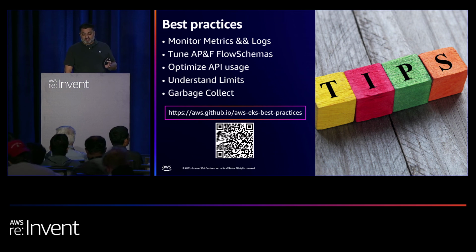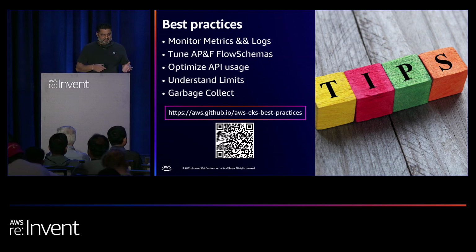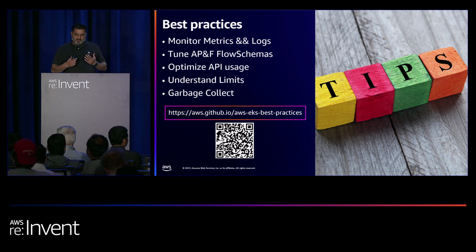As of 1.25, a lot of the behavior in API priority and fairness has changed. So we recommend figuring out what your call patterns are and fixing the flow schemas so that it's well suited for your applications. And then building well-behaved clients, so optimizing the API usage. So using things like watch, using paginated requests, eliminating things like cluster-wide list calls, querying by namespace, querying by field selectors. These are all ways that you're going to reduce the load on the cluster.